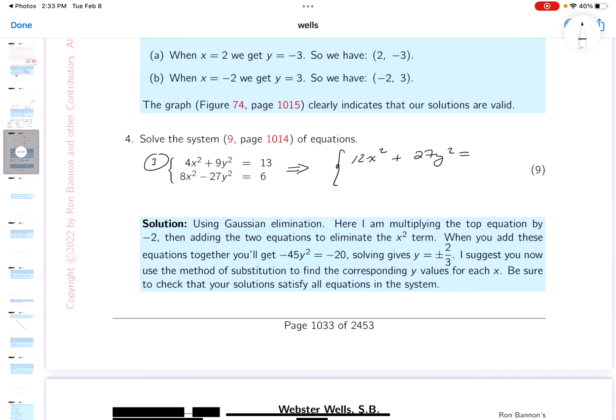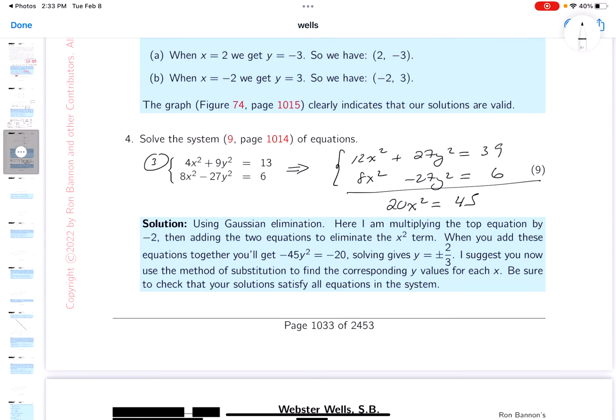27y squared, and that's going to be 39. Not so bad. And then what do you get there? You get 8x squared minus 27y squared is equal to 6. Add these together. You get 20x squared. And then what do you get over there? You get 39 and 6 is 45, right?